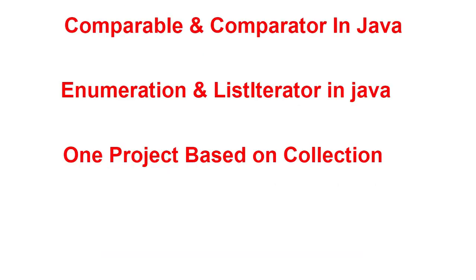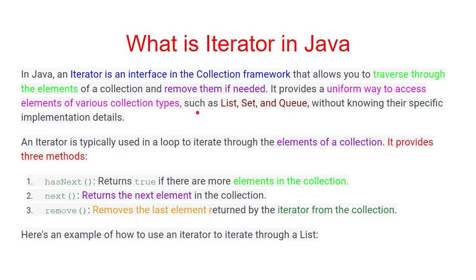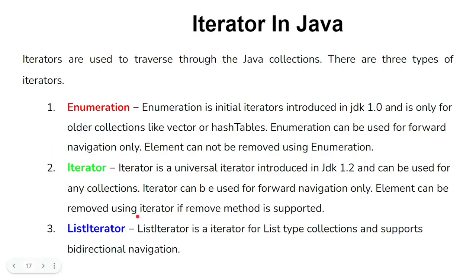Now the next topic we can cover is comparable and comparators, but before going to that, we have already discussed enumeration and iterators, and now we need to discuss the list iterator. So what is basically a list iterator? List iterator is an iterator for the list type collection and supports bidirectional navigation. What is bidirectional navigation? It means you can iterate your loop in the forward direction or backward direction also. It only works on lists.